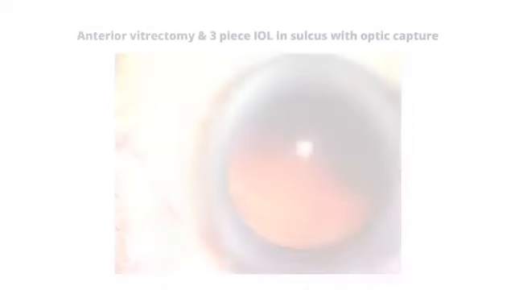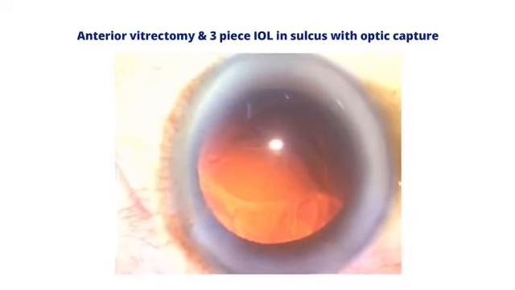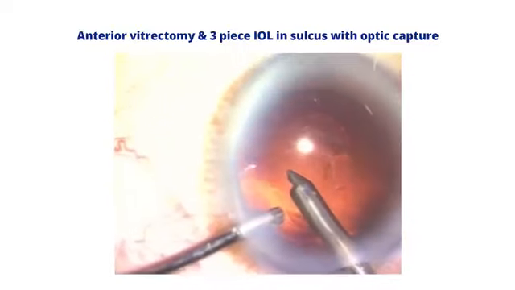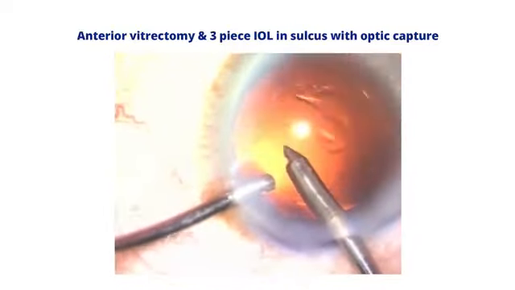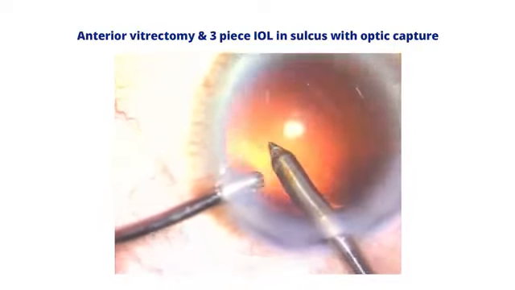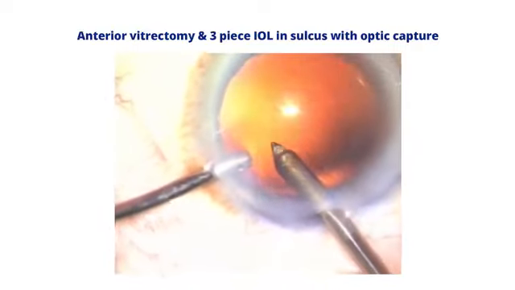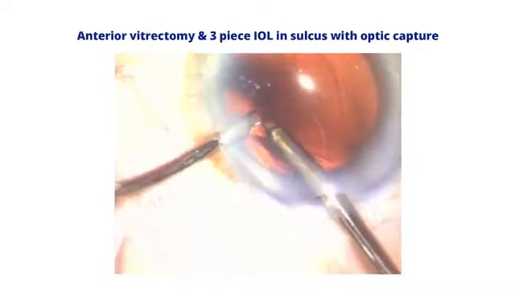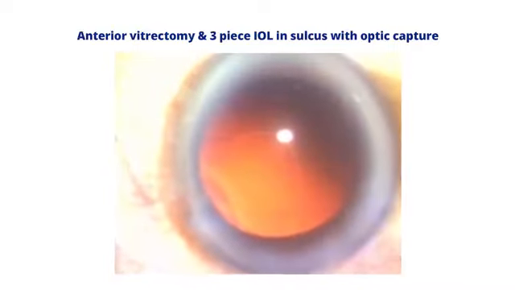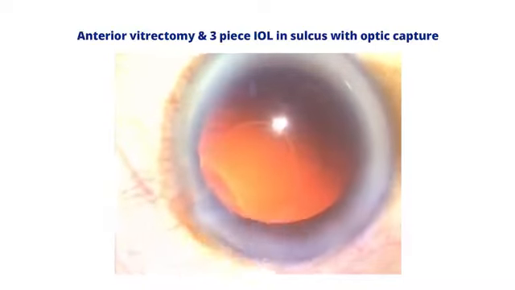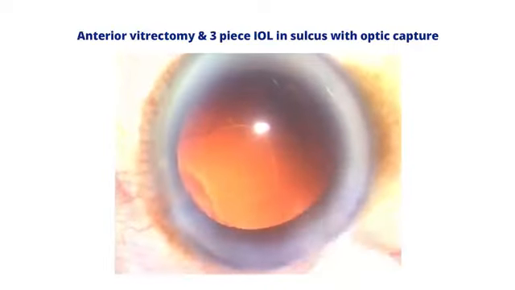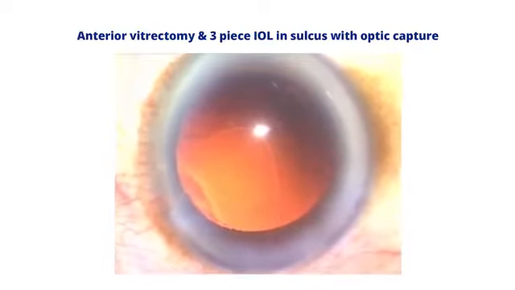Let me go on to a very simple case which I did almost 15 years back. As you can see over here, the nucleus and cortical matter are already out, but we have a large rent over here and the capsular rhexis margin is intact. What we are going to be doing here is an adequate anterior vitrectomy where the irrigation cannula and the vitrector are separated from each other. As you can see, it's a 20 gauge vitrector, but the basic principles have not changed.